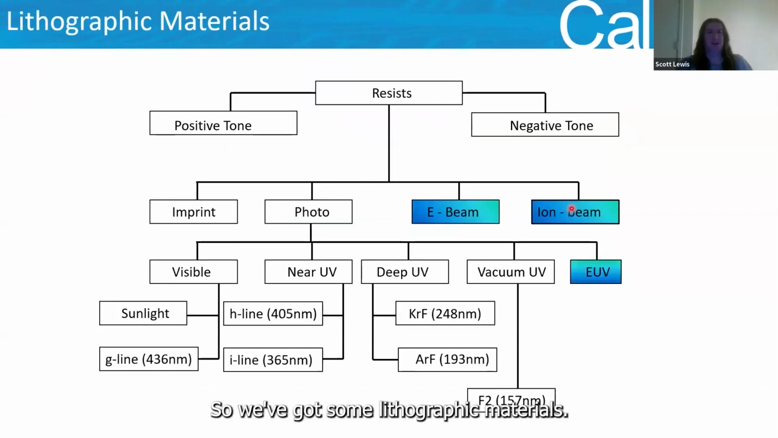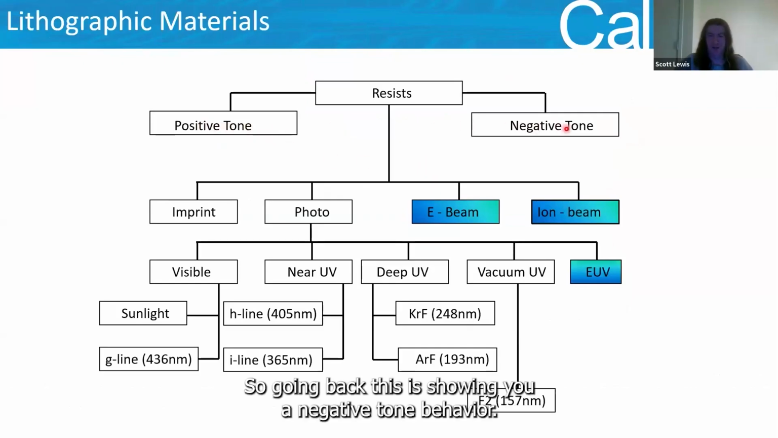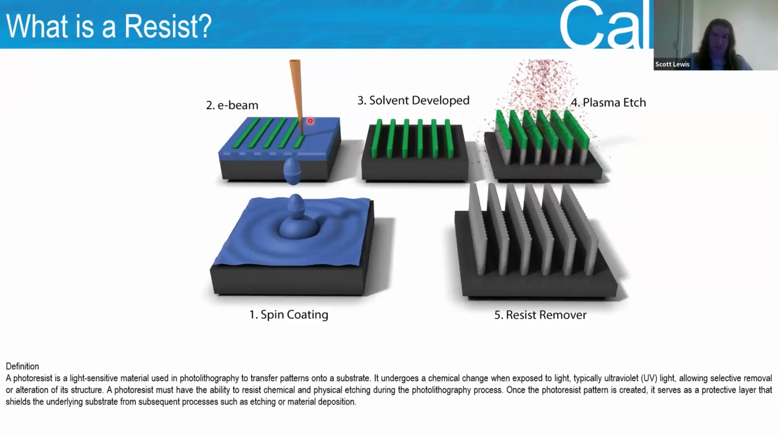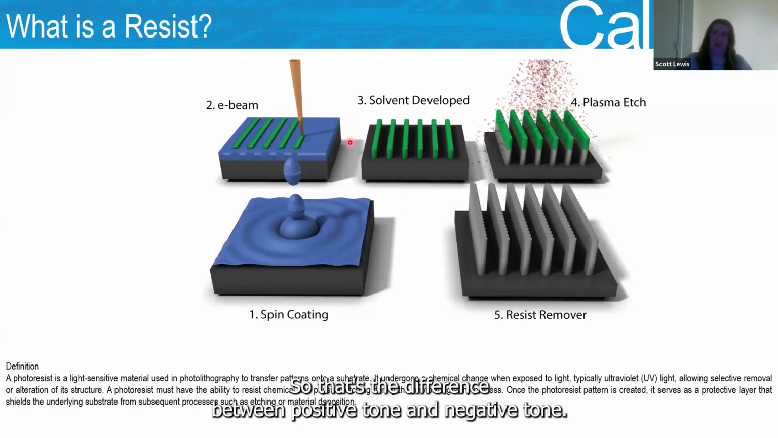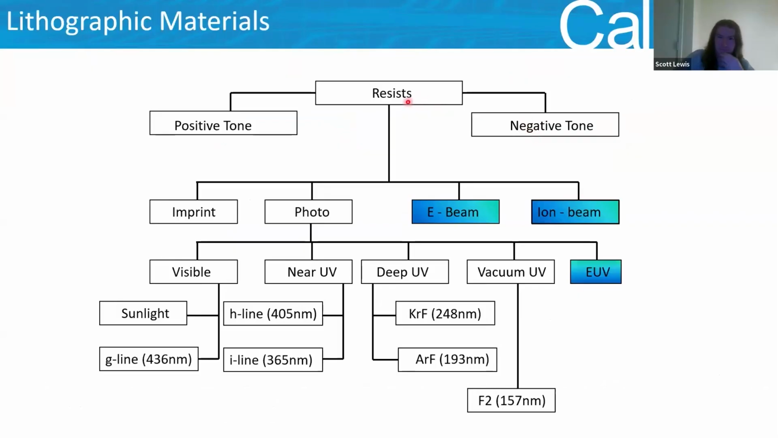So we've got some lithographic materials. We've got, as I said, positive tone, negative tone. So going back, this is showing you a negative tone behavior. But of course, if I wrote this and then this broke down into smaller pieces, which is more soluble than the material, then when we come to develop it, this gets removed. Okay, so it's the inverse of this process. So that's the difference between a positive tone and a negative tone.